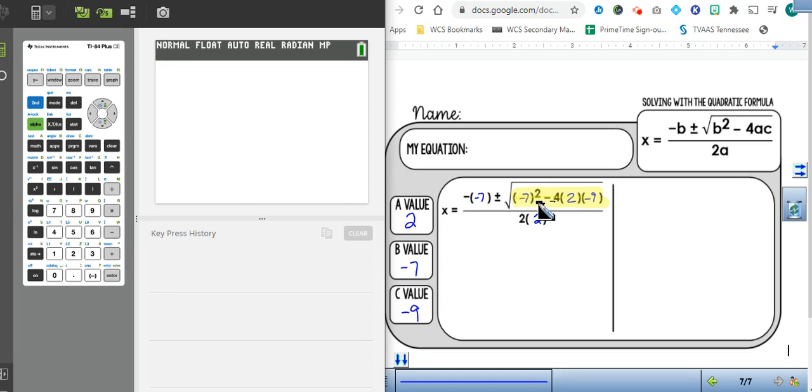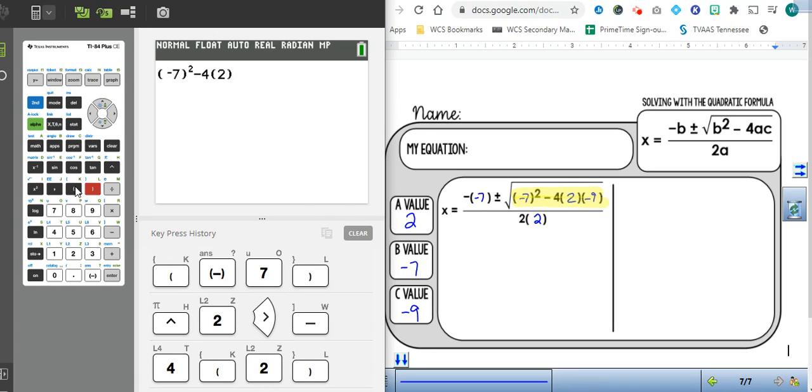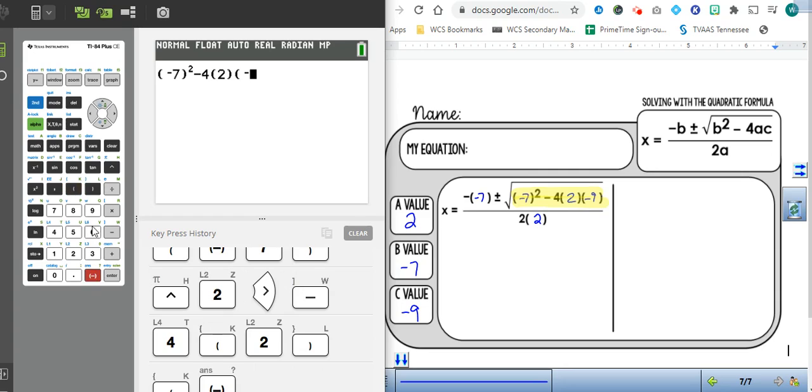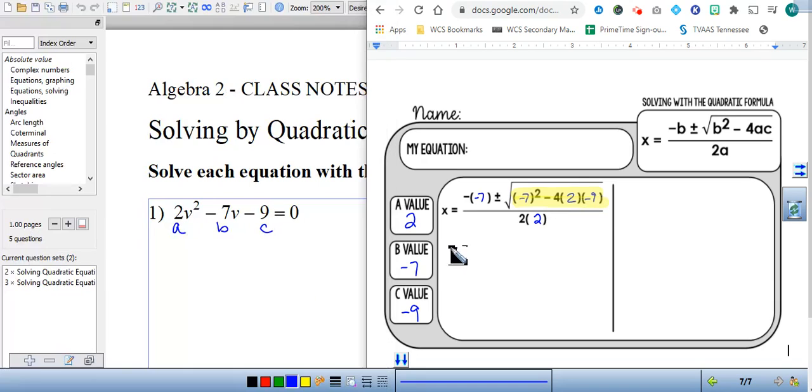I would enter these numbers exactly as you see them here and include those parentheses. So I would do my parentheses, -7, close the parentheses, raise it to the second power, and then I would have -4, parentheses, 2, close that parentheses, parentheses, -9. Close parentheses. You can see it looks identical. Then I'll hit enter. This tells me what is going to go underneath the radical.